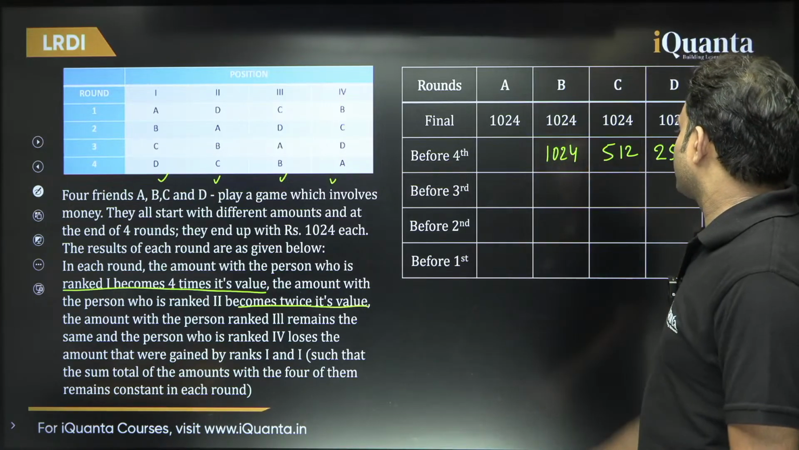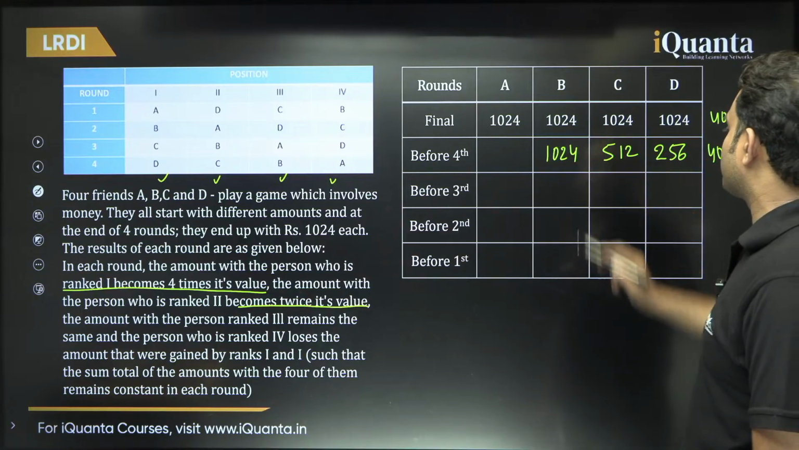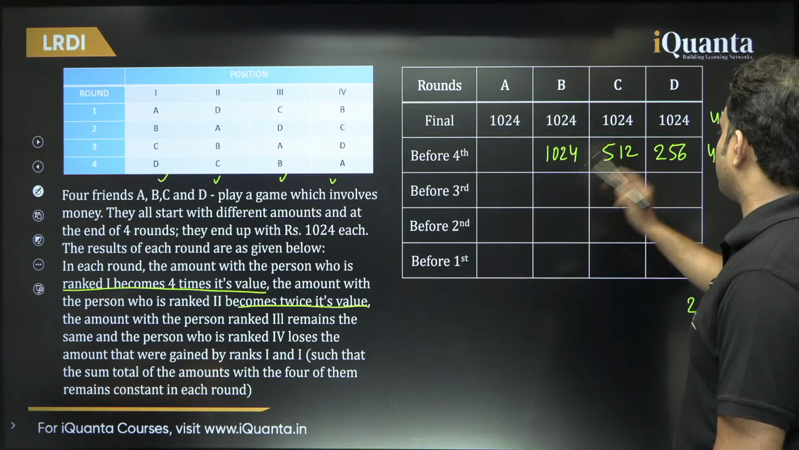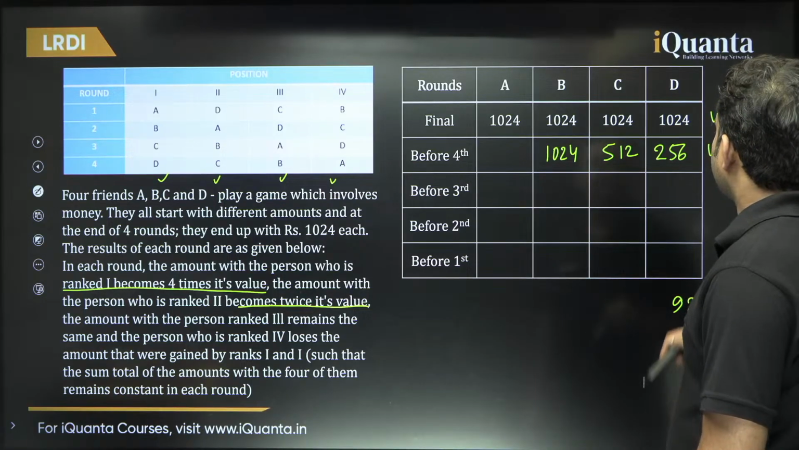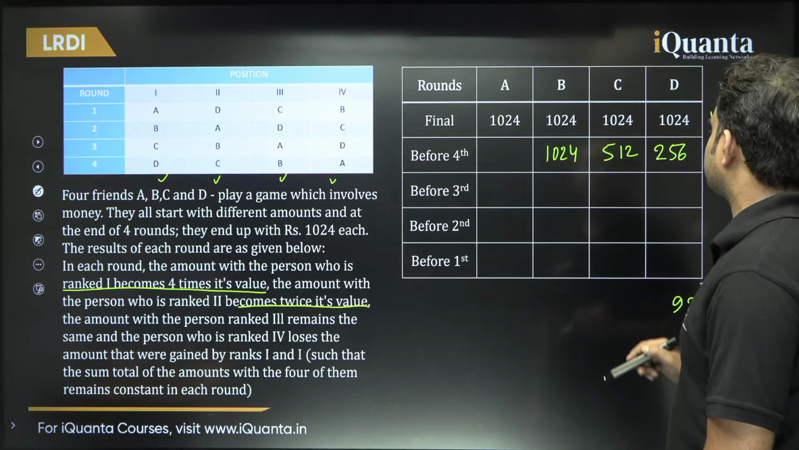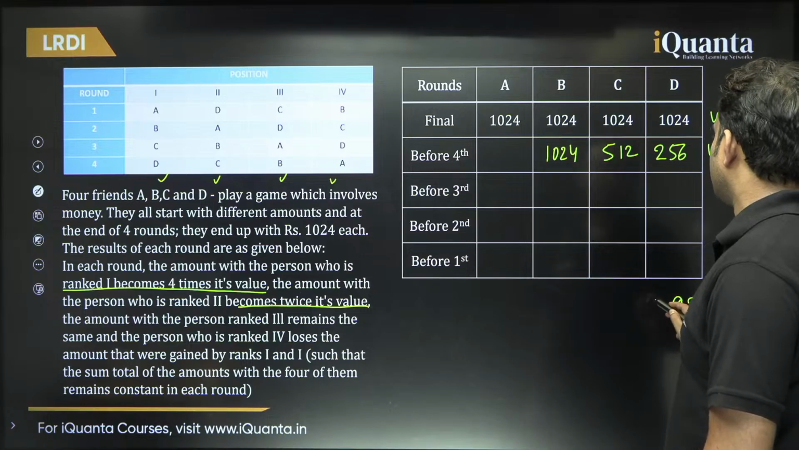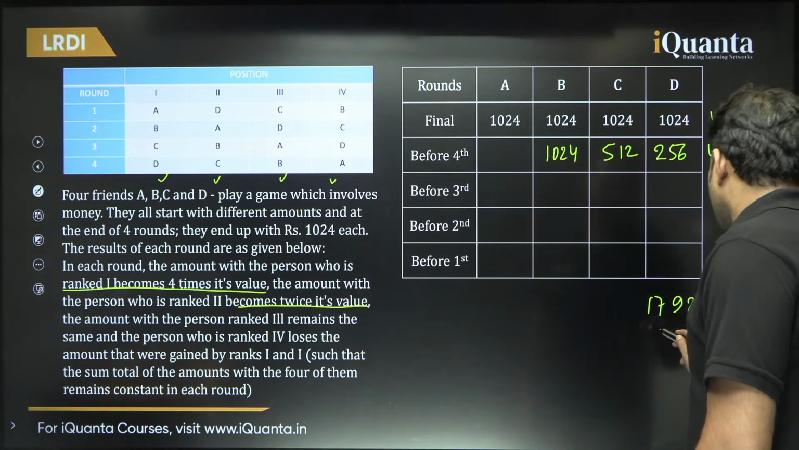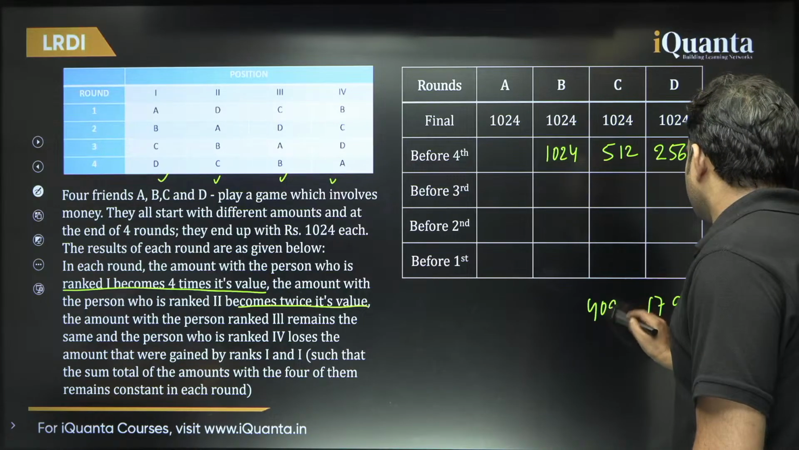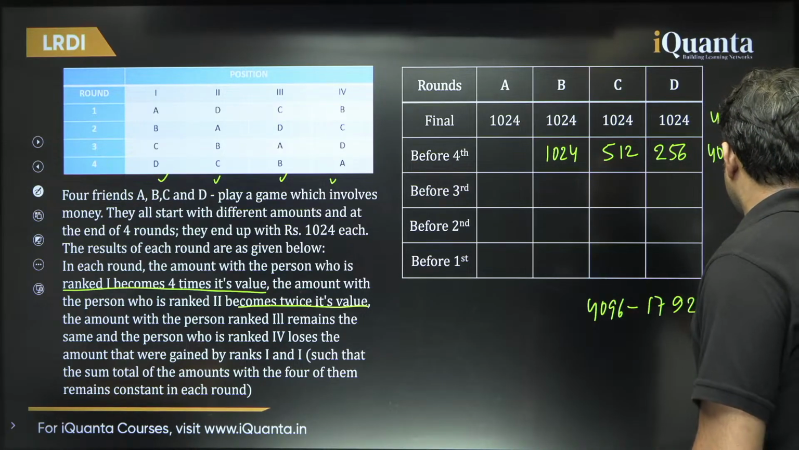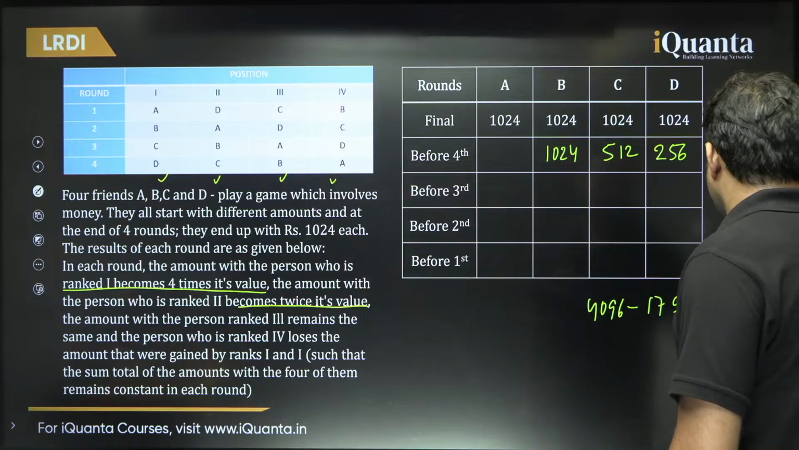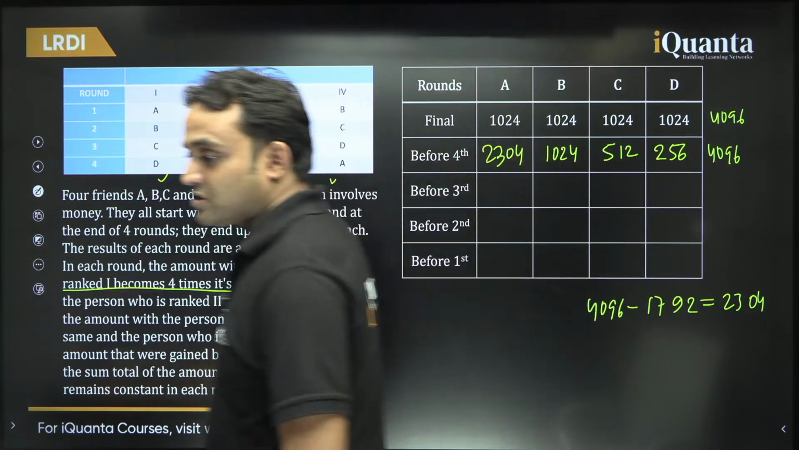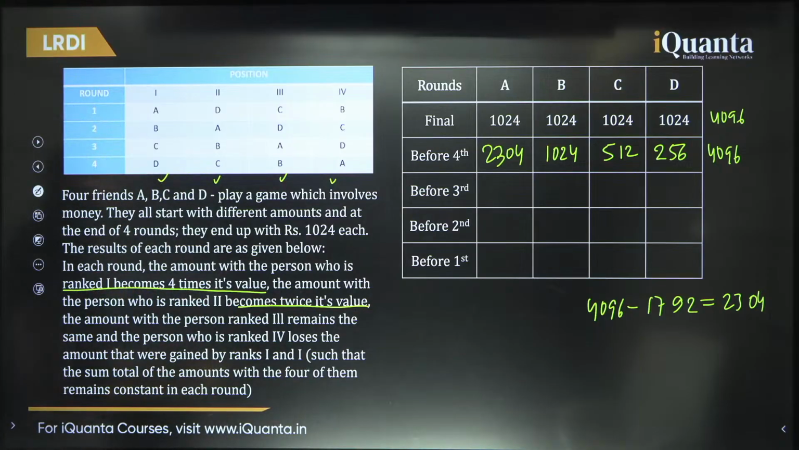Adding these three, what will happen? 6 plus 2, 8 plus 4 is 12. Carry 1, 5 plus 1, 6 plus 1, 7 plus 2, 9. And then 2 plus 5, 7. 7 plus 10, it will be 17, right? So 1792. Now subtract this number from 4096. This will become 2304, right? So the method will be still the same.